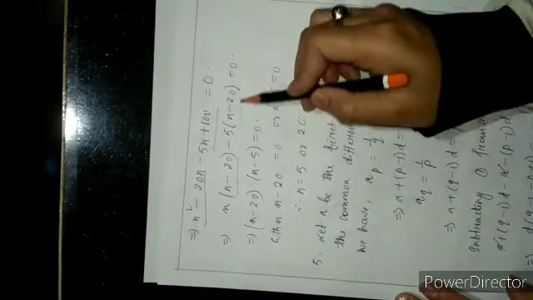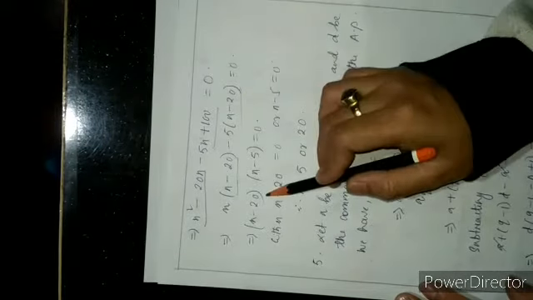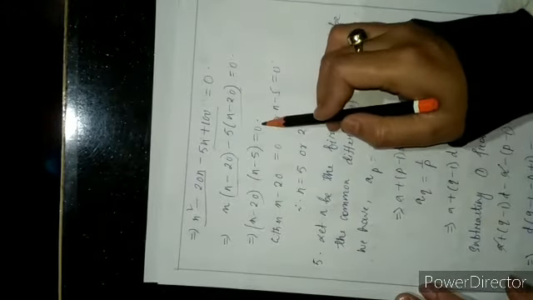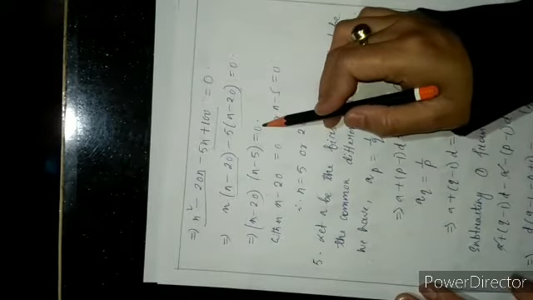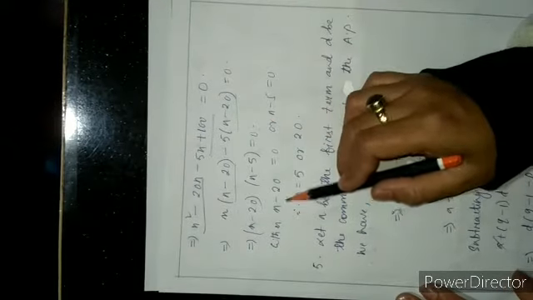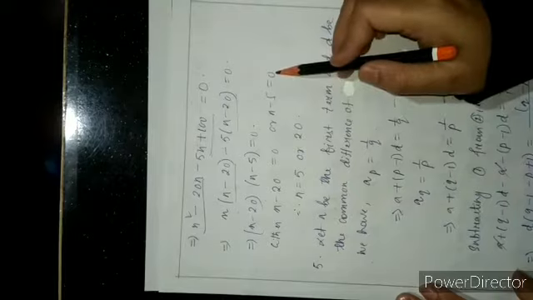Since n minus 20 is a common factor, we get (n minus 5)(n minus 20) is equal to 0. The product of two expressions is equal to 0, which implies that either n minus 20 is 0 or n minus 5 is 0.